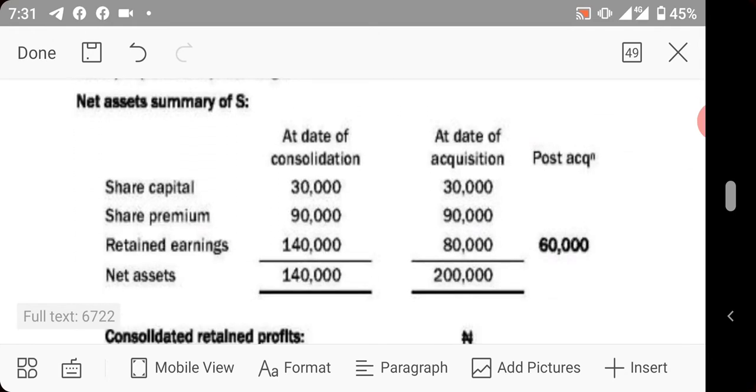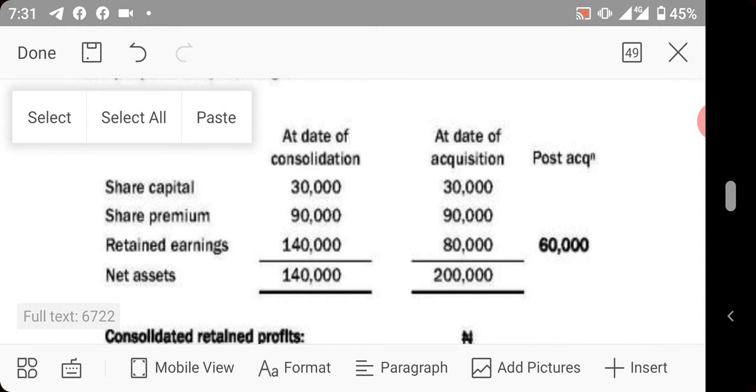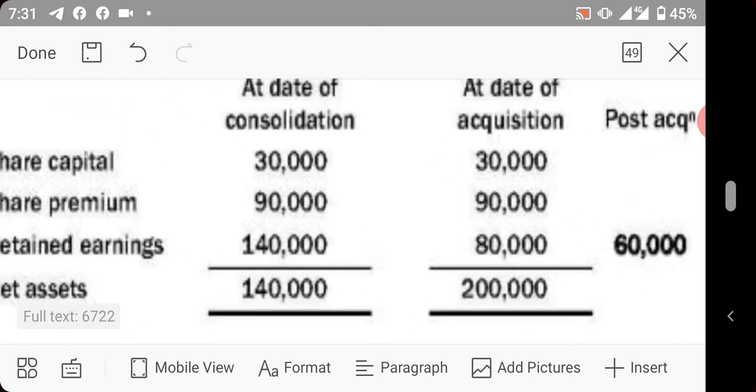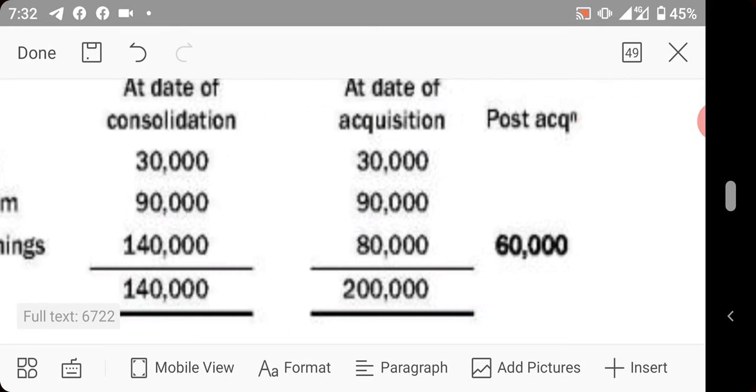So we'll go back, look at it. 30,000, 30,000, 90,000, 90,000, share capital, share premium. Hope that is understood. Now, the retained earning at date of consolidation is 140,000. This retained earning will always be the retained earnings in the statement of financial position. Now, at date of acquisition, the retained earning will be the pre-acquisition retained earning. Now, the retained earning at date of consolidation minus the retained earning at date of acquisition will now give you post-acquisition retained earnings. I hope that makes sense to you.